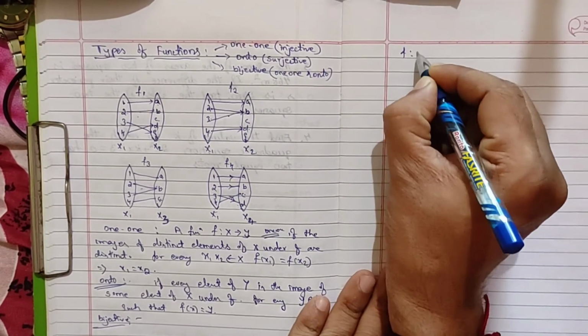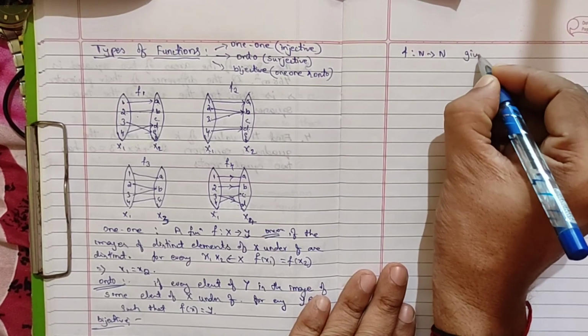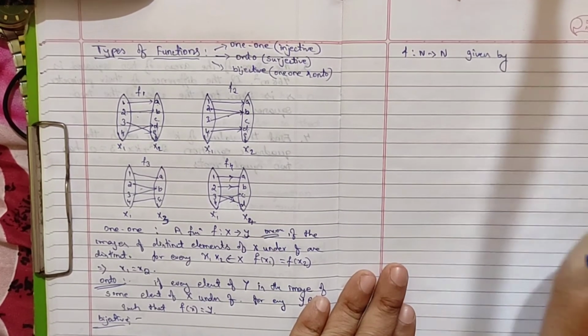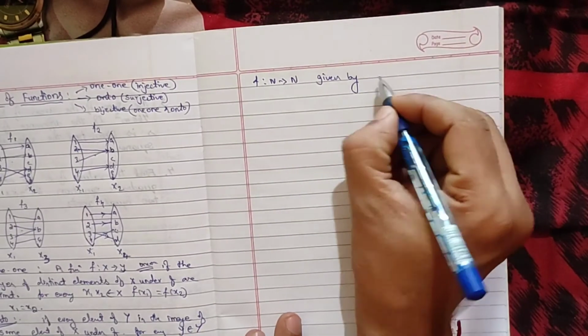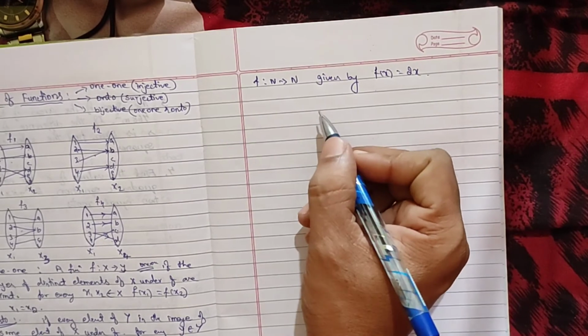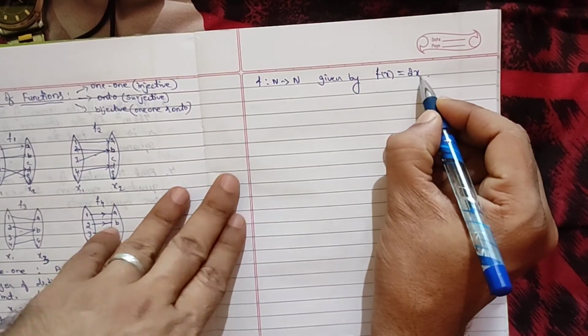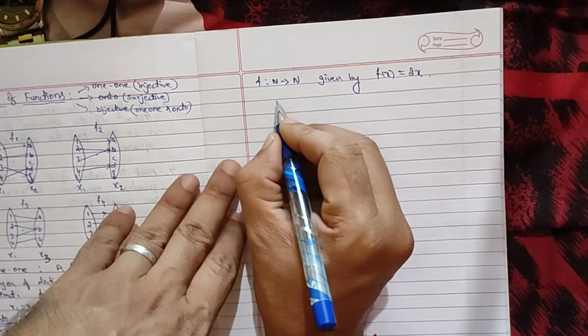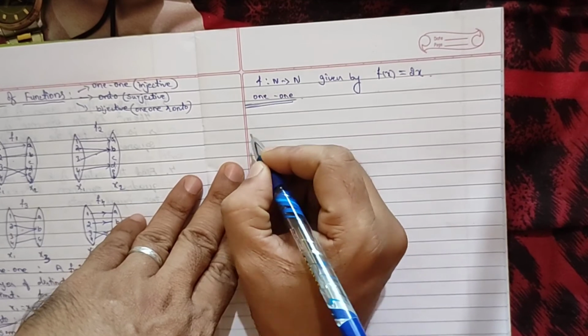Show that the function f from N to N, given by f of x equals 2x, is 1-1 or onto. We have to check whether it is 1-1 or onto. So f of x equals 2x. First, 1-1. We have to check whether it is 1-1 or not.